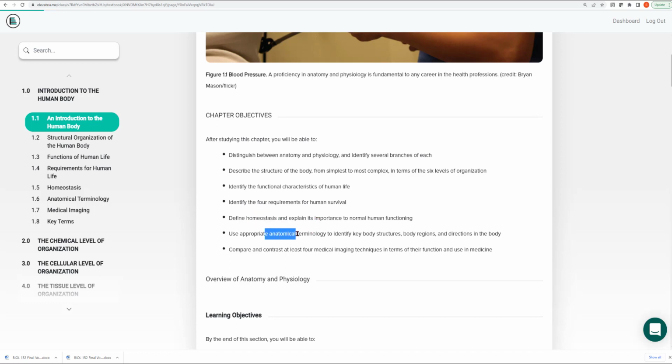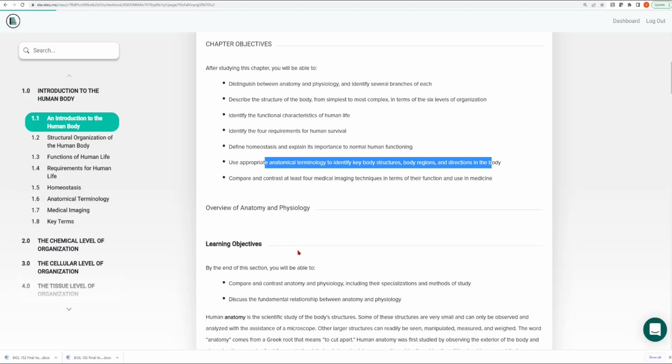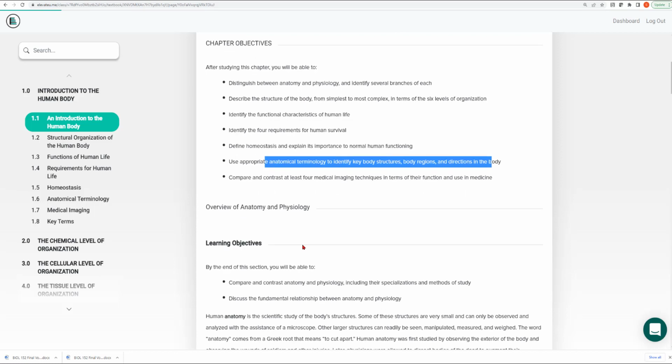Make sure you know appropriate anatomical terminology. This is a lot of what you'll be doing in Lab 1, learning about key body structures, body regions, directional terms of the body. And finally, in this chapter, there's a section on different medical imaging techniques like CAT scans, X-rays, and MRIs. And I'll want you to understand the very, very basics of those different imaging techniques. So really, this becomes your study guide, or at least a major idea list.